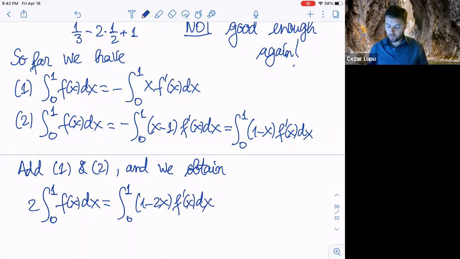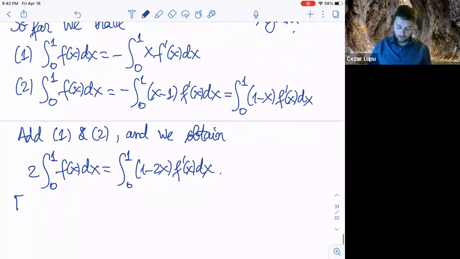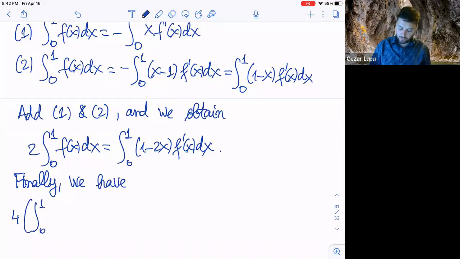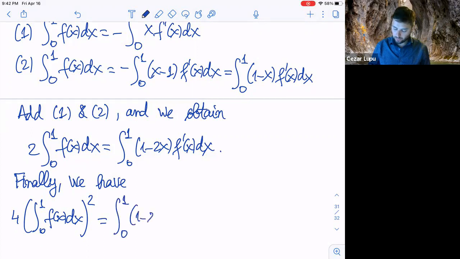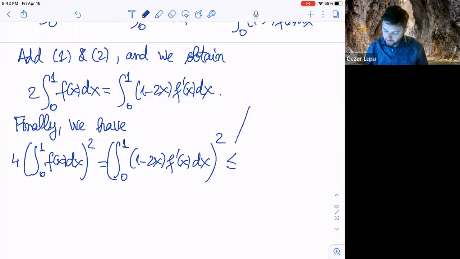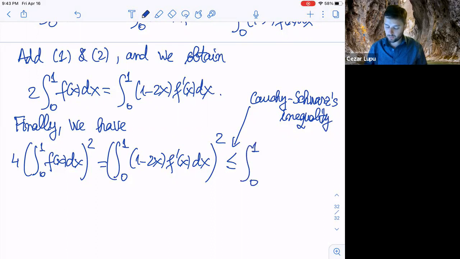All right, great. So let's square this. So finally, we will get the following. And now we can apply one more time the Cauchy-Schwarz inequality. So let's square this. So we'll have 4 times the integral from 0 to 1 of f, everything squared, is the same as the integral from 0 to 1 of 1 minus 2x f prime of x dx squared. And now, by applying the Cauchy-Schwarz inequality, we have that this is less or equal than the integral from 0 to 1 of 1 minus 2x squared dx times the integral from 0 to 1 of f prime of x squared dx.